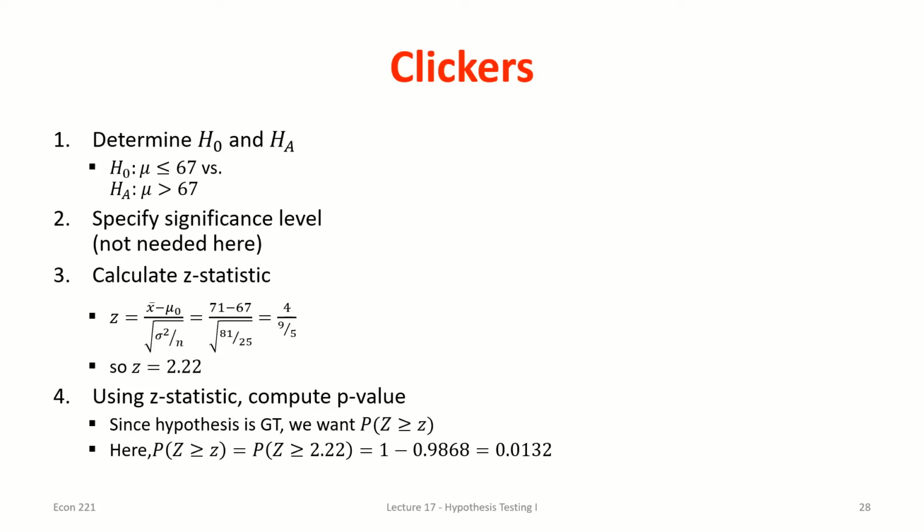I would reject at the 10% significance level. It's less than 0.05, so I reject at the 5% significance level. But it's not quite less than 0.01, so I would fail to reject at the 1% significance level. Now, if I wanted to turn those significance levels into confidence, I would fail to reject at the 99% level, but I would reject at the 90 and 95.